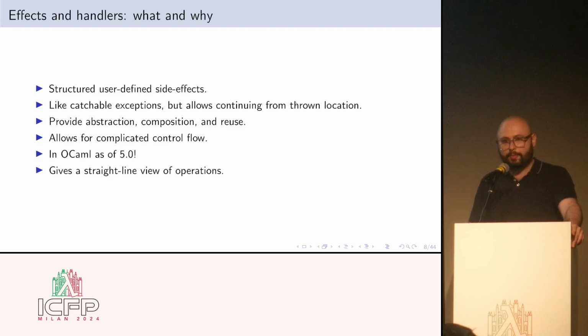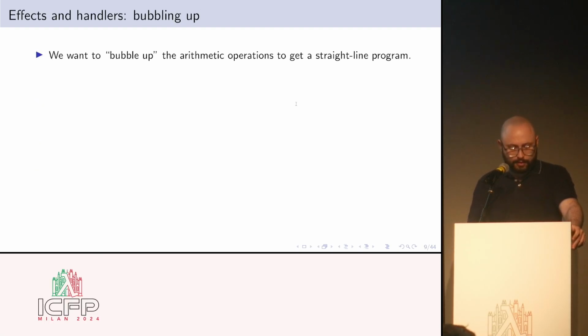And it also allows for complicated control flow, which is the core thing we're going to use them for in reverse mode. And as of OCaml 5.0, it's in mainline OCaml, so that's great. What they allow us to do is to get a straight line view of the operations that we care about, in this case, the arithmetic operations. So what do I mean by that? What we want to do is bubble up the arithmetic operations one at a time to get a straight line view of the program.